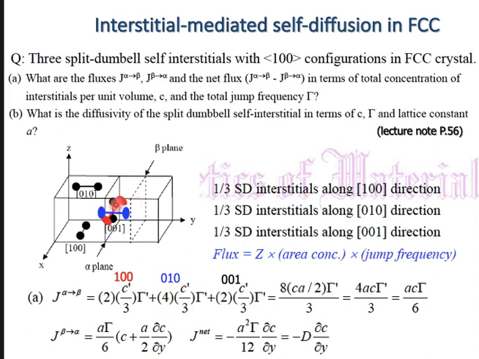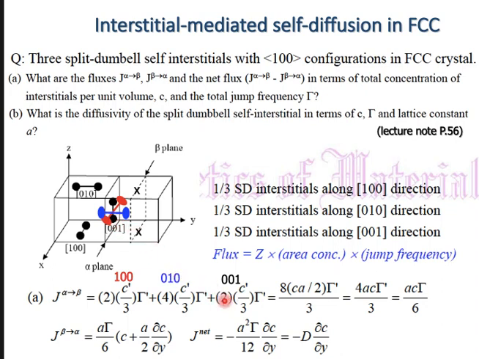Regarding the split dumbbell along 0, 0, 1, how many possible jump directions allow this split dumbbell to jump to the beta plane? The upper atom can jump to this side, and the bottom one can jump to this side, because one is higher and the other lower away from the lattice point. So the upper atom shows us a distance to jump to this substitutional site, and this one can jump to here.